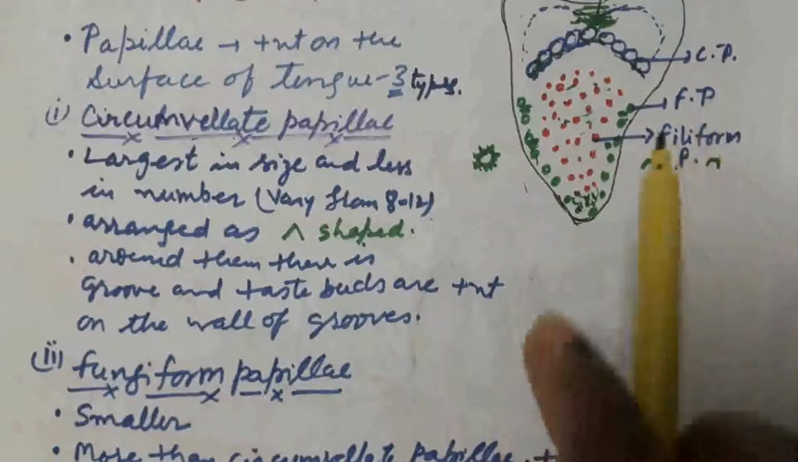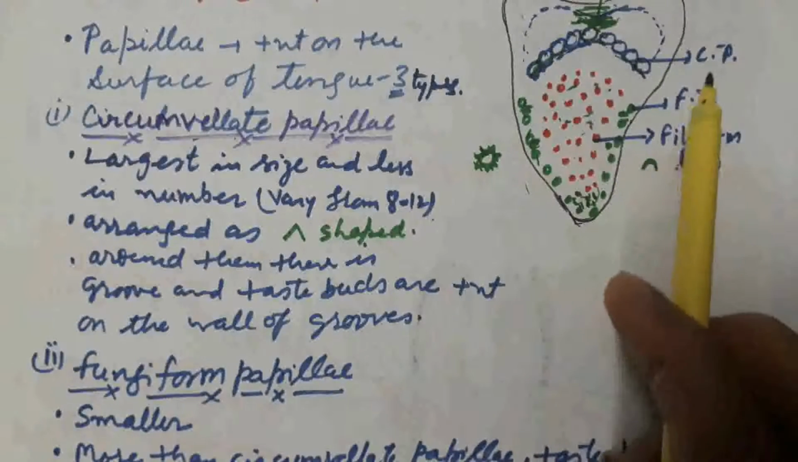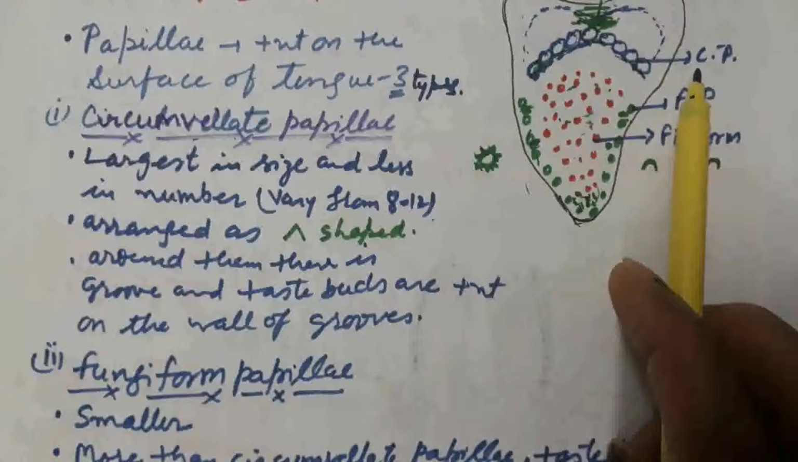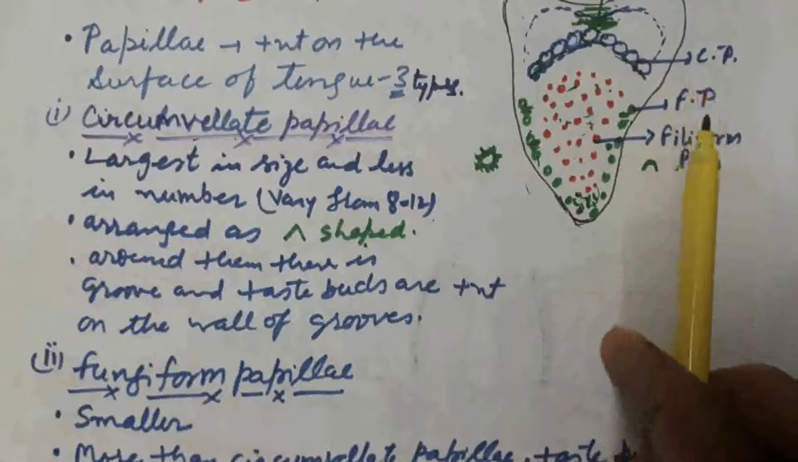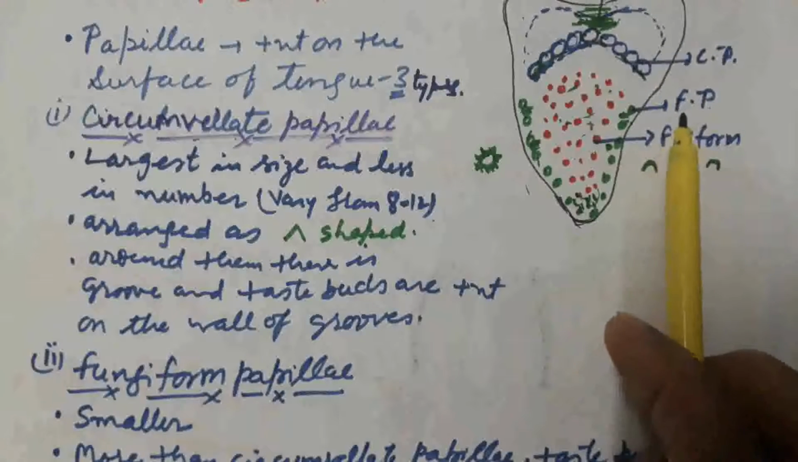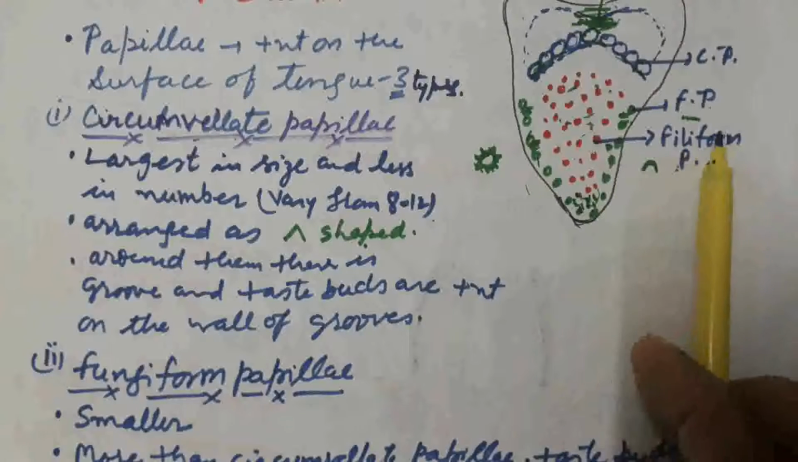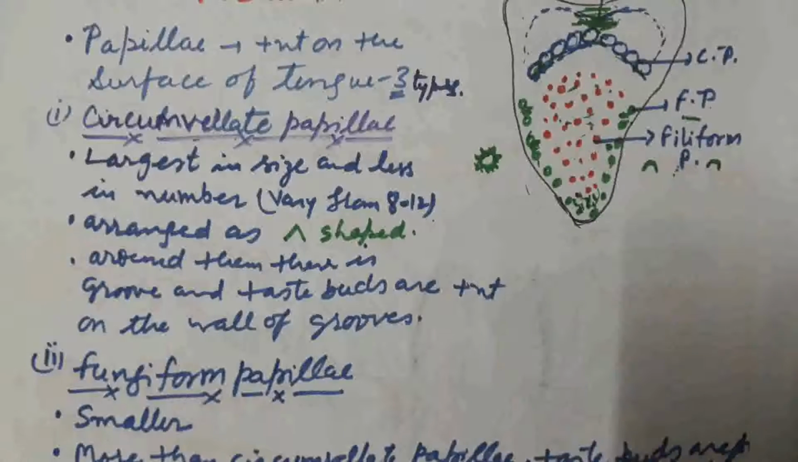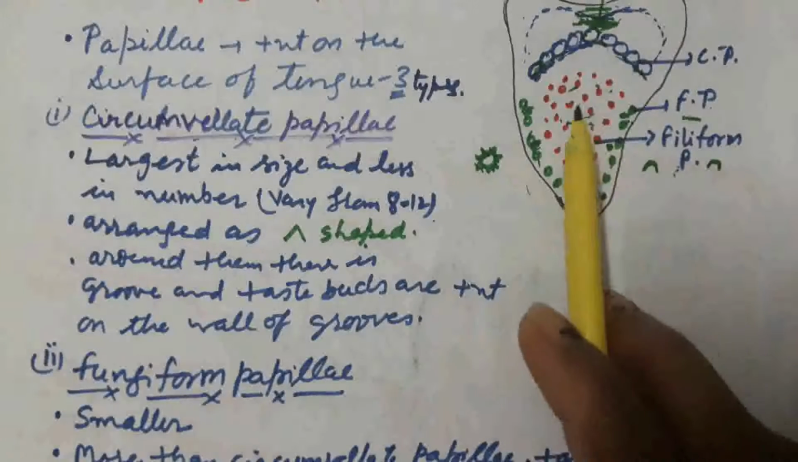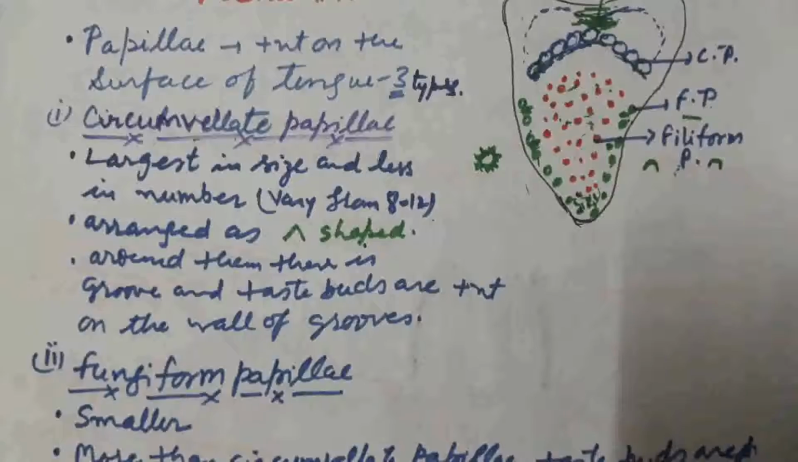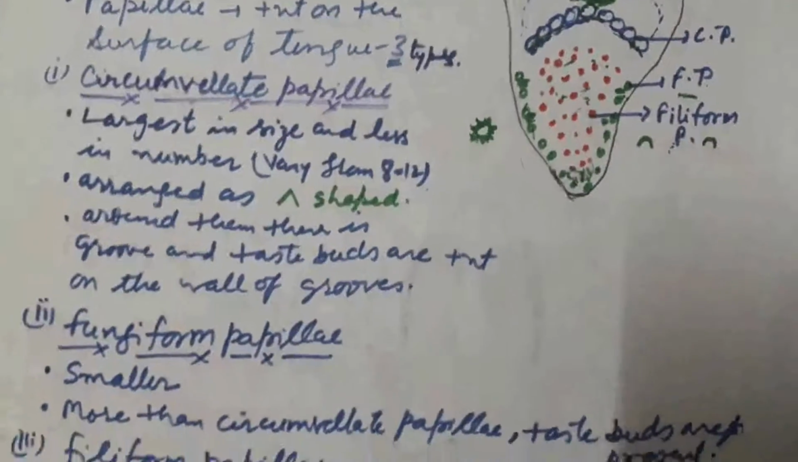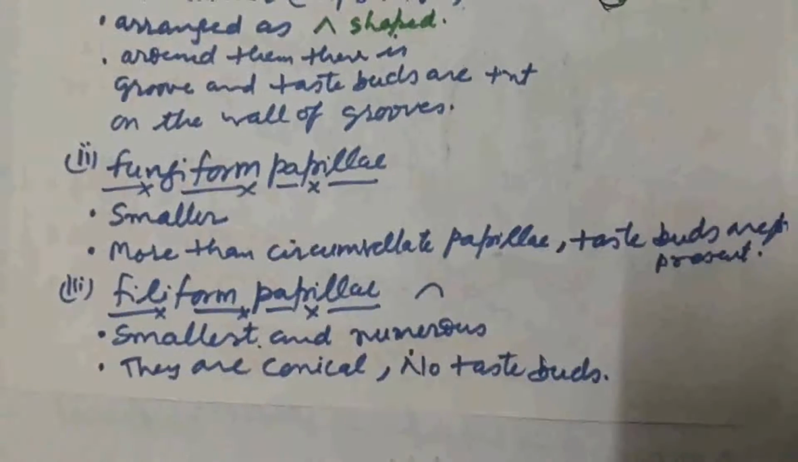So three types of papillae are present on the tongue surface. First is the circumvallate papillae. Second is the fungiform papillae, which are present on the sides of the tongue. Third is the filiform papillae, which are smallest and numerous, conical, with no taste buds, and present at the center of the tongue.